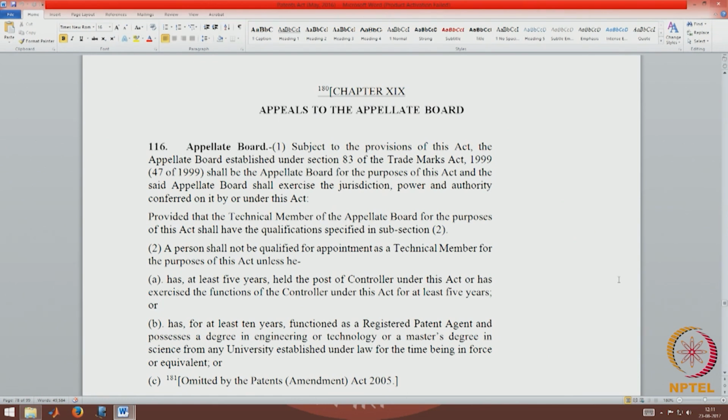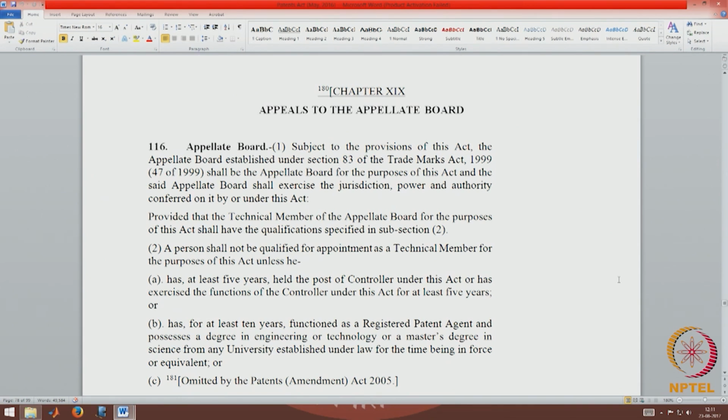because now you have a specialized organization discharging this function. We do not want multiple litigation, or what is commonly called forum shopping, people approaching different forums for getting the same relief. So, you have various barring provisions, and the appellate board also has a barring provision where you cannot approach any other court for relief except the appellate board.